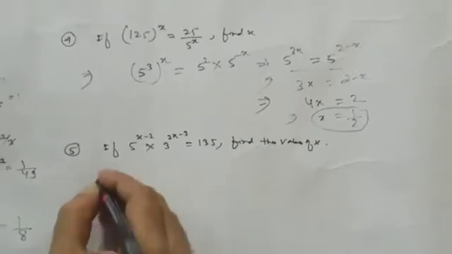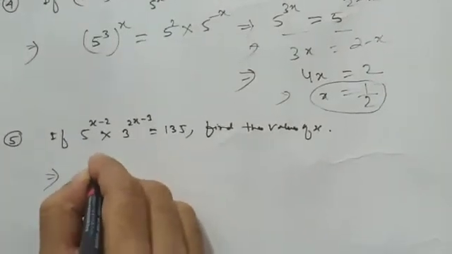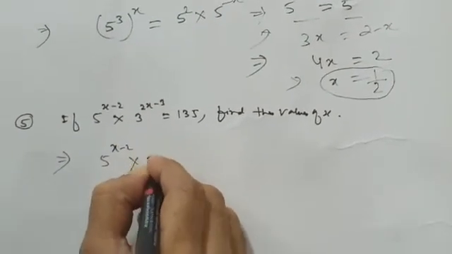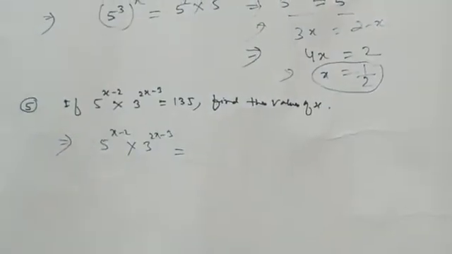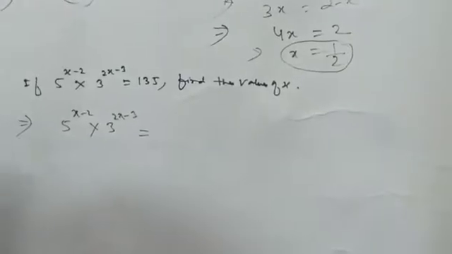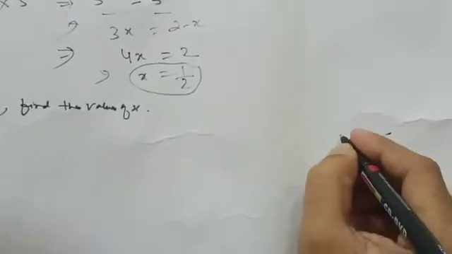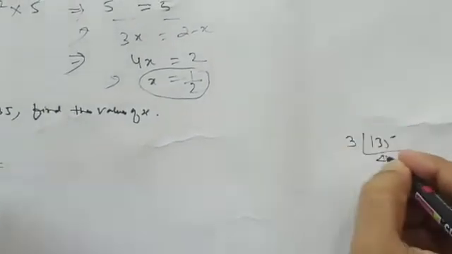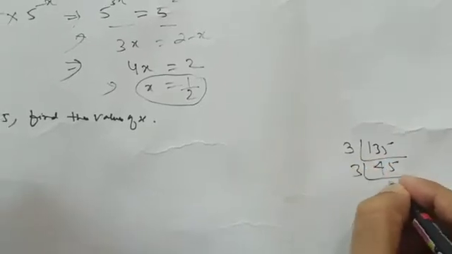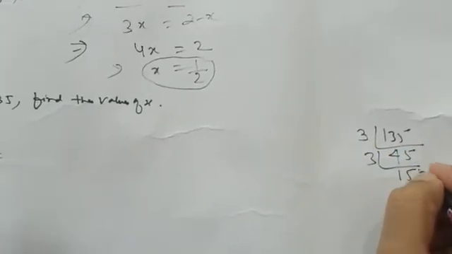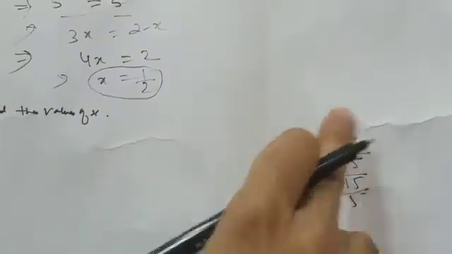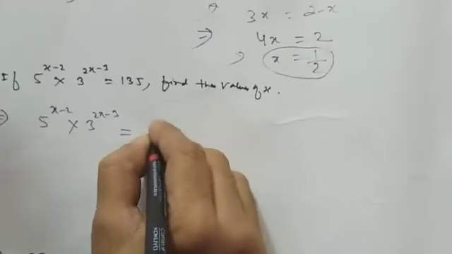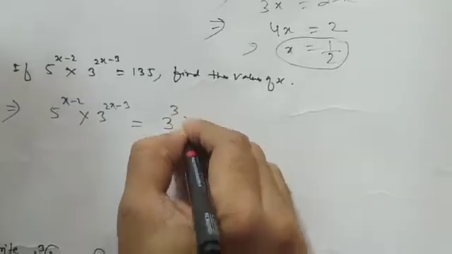Question number 5 here. Yes, student. 5 to the power x minus 2 into 3 to the power 2x minus 3 equal to 135. What are you going to write? 135, find the factors. 3 fours are 12, 45. 3 fifteens, 3 fives. 5 threes are 15, 3 fifteens are 45, 3 forty-fives are 135. So you write this in the form of power, 3 to the power 3 into 5.